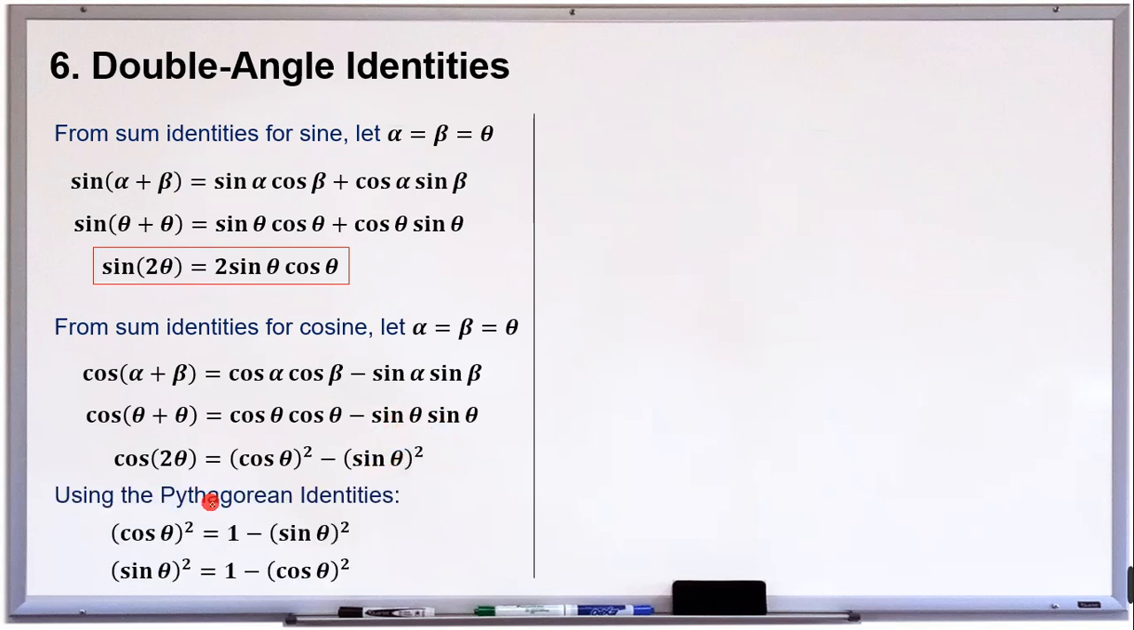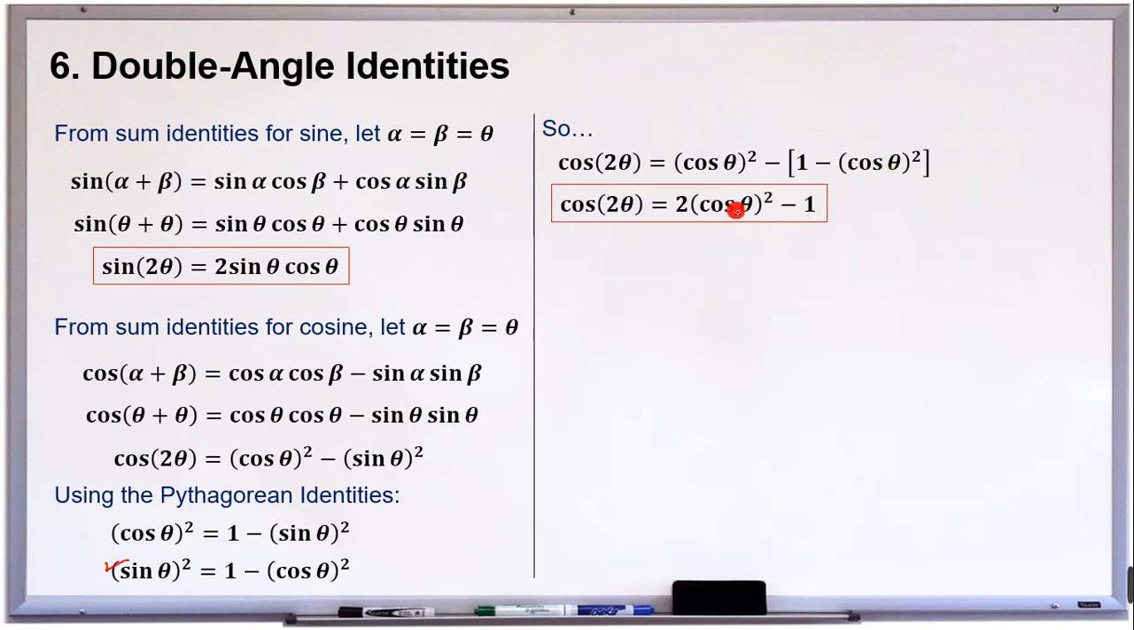Now, we can use Pythagorean identities for this one. We know that cosine squared theta can be expressed as 1 minus sine squared theta, or sine squared theta can also be expressed as 1 minus cosine squared theta. Now, we will first substitute for sine squared theta right here in our equation. So it will become cosine 2 theta is equal to cosine squared theta minus (1 minus cosine squared theta). Combining like terms, you will end up with 2 cosine squared theta minus 1. So this is the double angle identity for cosine.